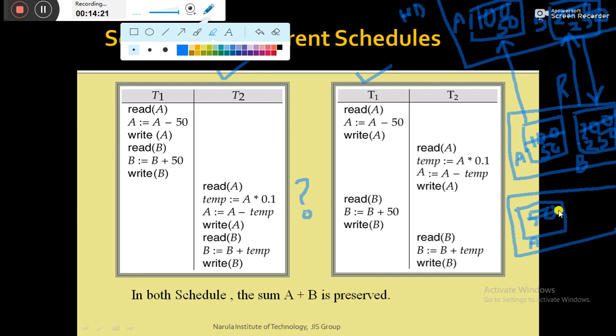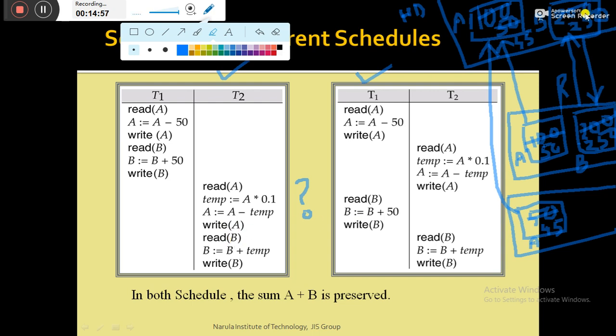So it becomes 45. Then write A. Write A means writing back to over here in the hard disk. So 50 becomes 45. I am writing over here. So the current value of A now becomes 45. Next, write A is completed. Next, read B.